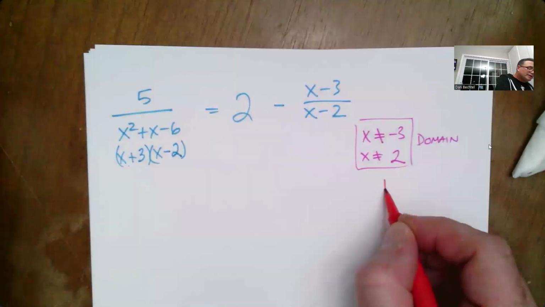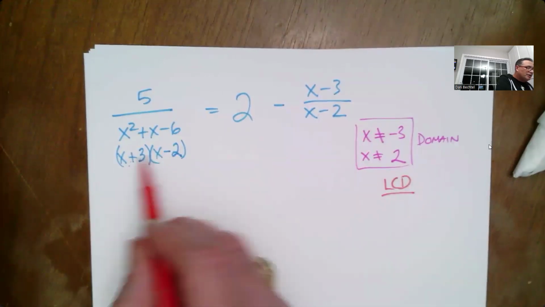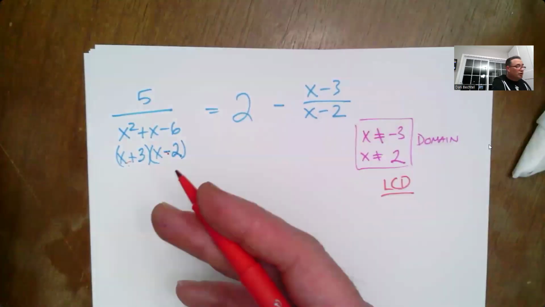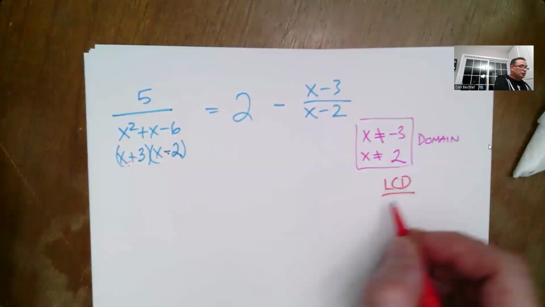And I can also tell you that my least common denominator is going to be those two together, for the same reason the other one was, because there's nothing here, and I've got an x minus 2 shared.